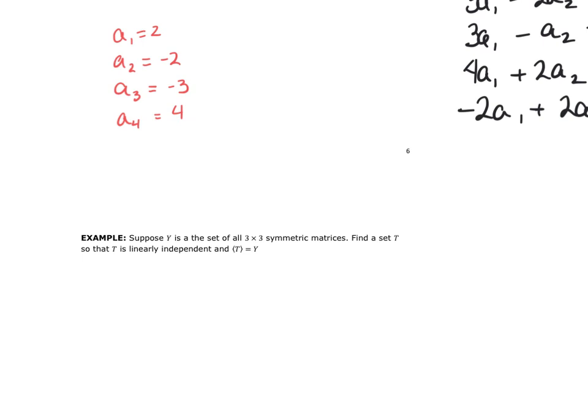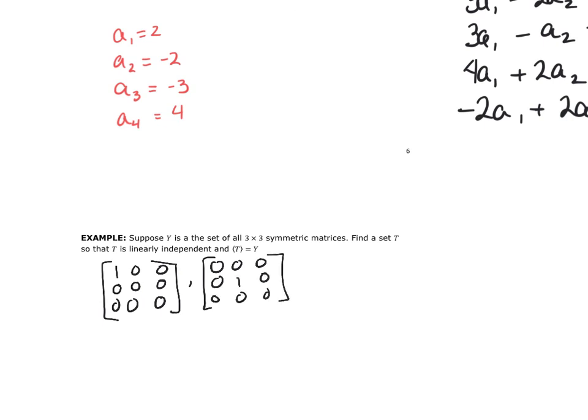Well, I want this to be a symmetric matrix. So if I put a 1 here and zeros everywhere else, here's my first one, which will be symmetric. The next one that will be symmetric is if I put a 1 right smack in the middle. The next one that is symmetric is a 1 down in the lower corner.